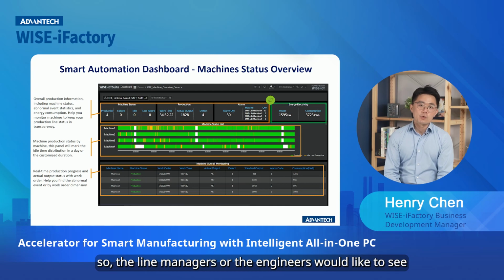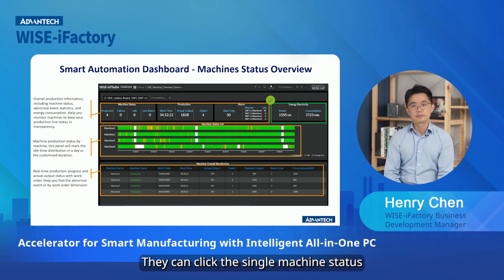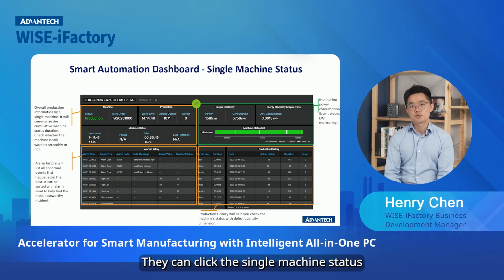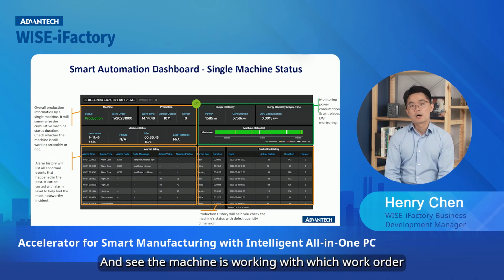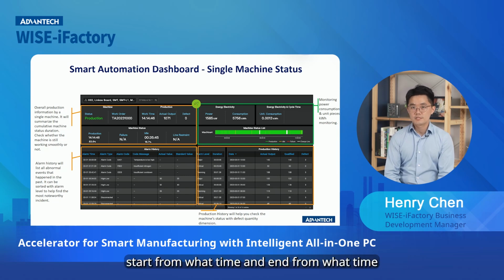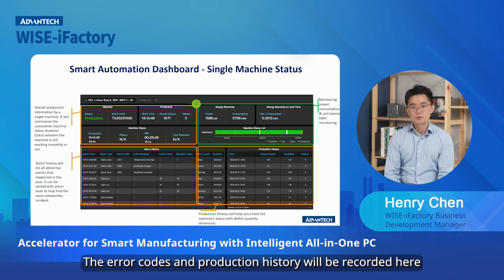the line managers or the engineers who would like to see further information can click the single machine status and see which work order this machine is working with, starting from what time and ending at what time. So the error codes and the production history will be recorded here.